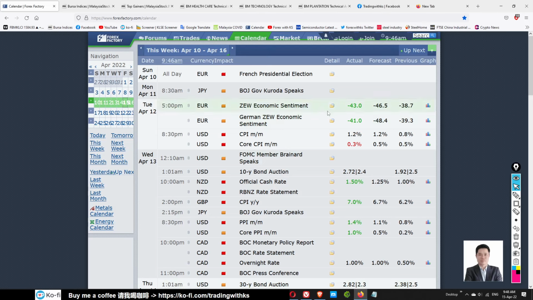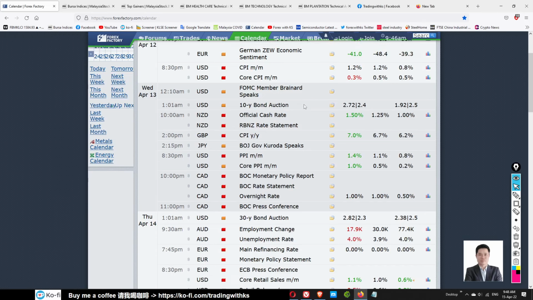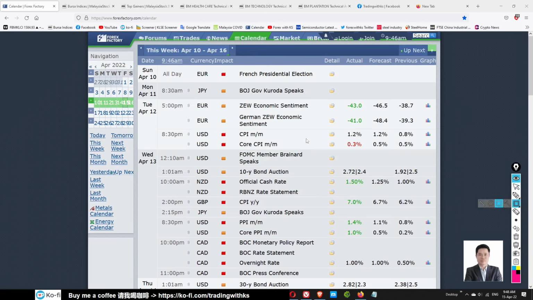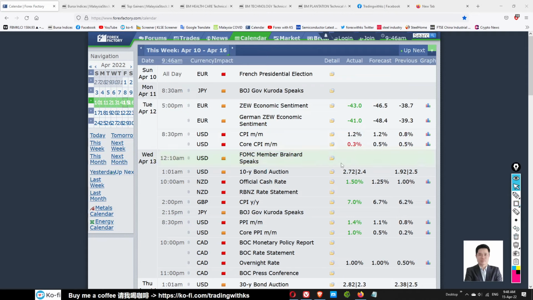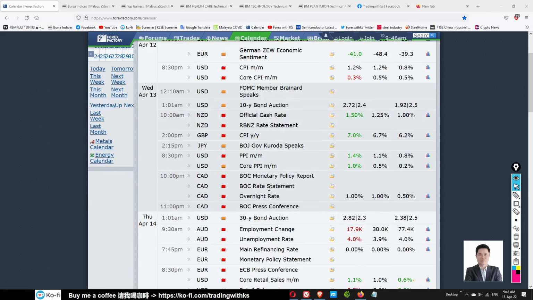Okay, let's check out the calendar. So what do we have here? On Tuesday we got an inconsistent CPI number from the US. Monthly CPI went up but the core CPI went down, so the USD isn't strong. During Tuesday, but Wednesday rebounded a bit after the good PPI numbers. Also we got the CAD overnight rate went up from 0.5% to 1%. So there's a big push for the CAD.